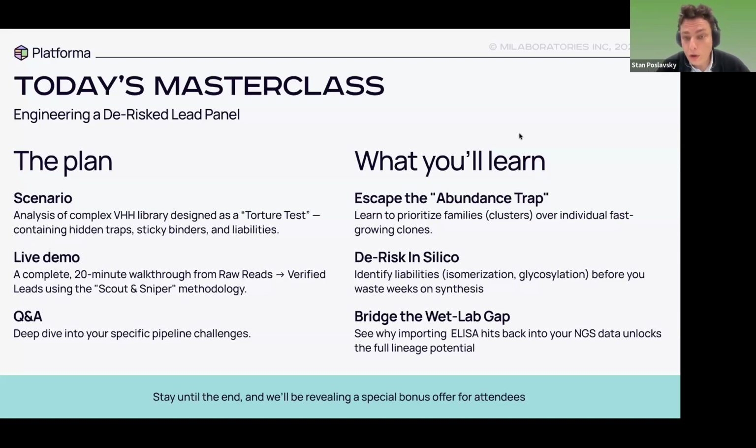You will learn how to escape the abundance trap, and instead of picking the top candidates, prioritize families over the individual fast growers, de-risk your lead panel in silico before you waste time on synthesis, and bridge the wet lab by importing assay data, immunoassay data, into your NGS and mapping it onto NGS profiles to uncover the full potential of your campaign and of your data. Please stay until the end, because at the end we will reveal a special bonus for the attendees.